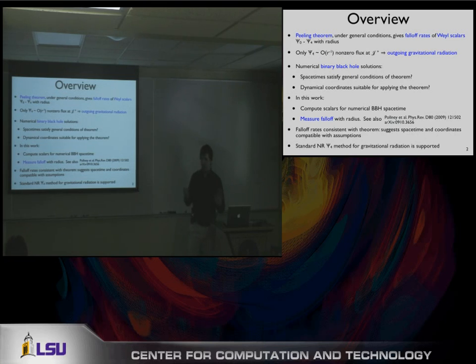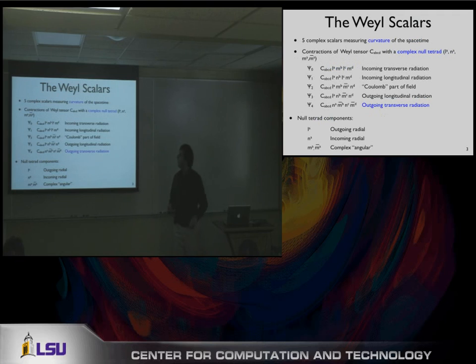So it wasn't completely crazy to think that maybe there was something wrong, because there are examples. Okay, so what are these Weyl scalars I keep on talking about? So you have 5 complex scalars. So this is 10 real scalar fields, which measure the curvature of the spacetime.